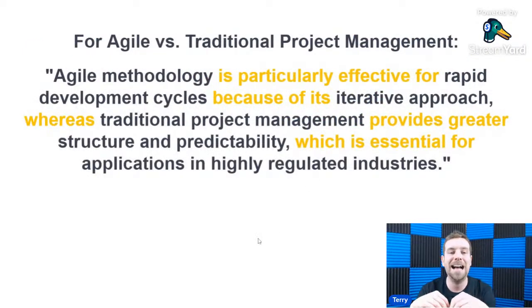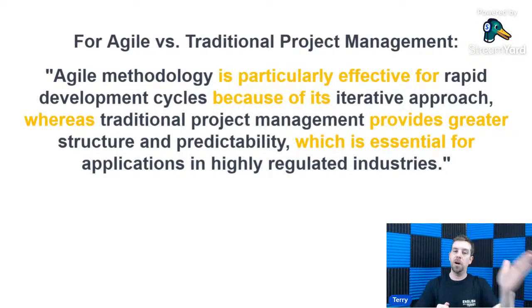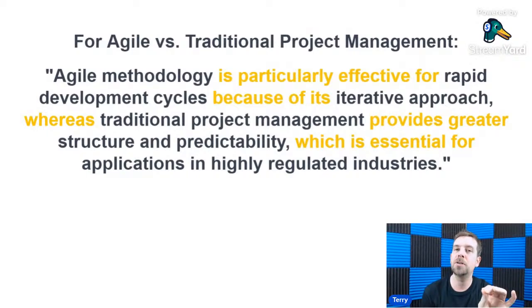So, for example, Agile methodology is particularly effective for rapid development cycles because of its iterative, pronunciation again, iterative approach, whereas traditional project management provides greater structure and predictability, which is essential for applications in highly regulated industries, okay?